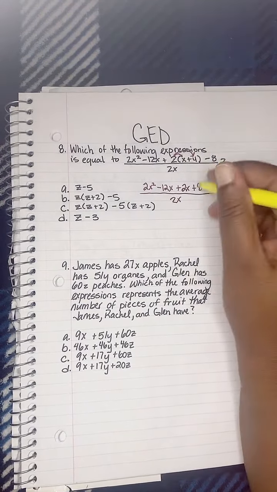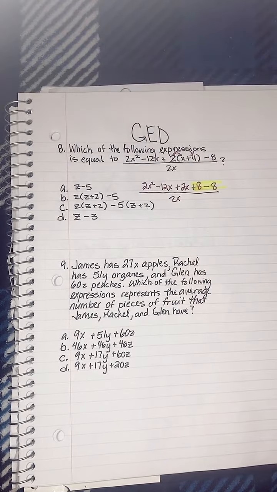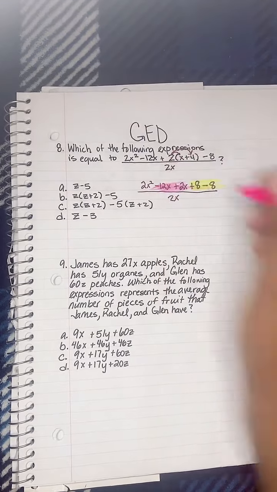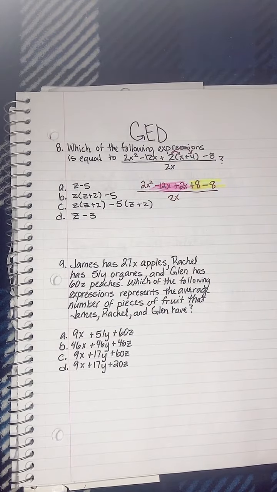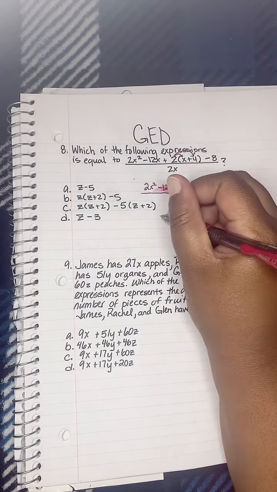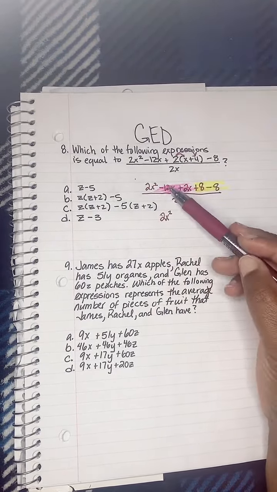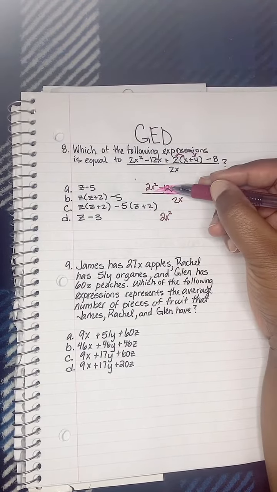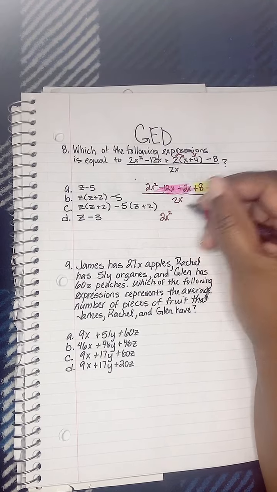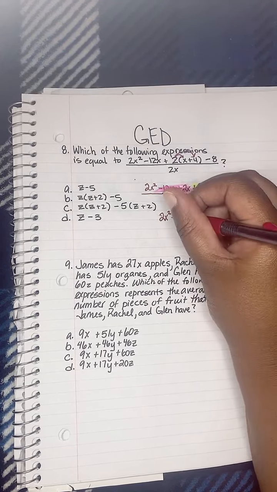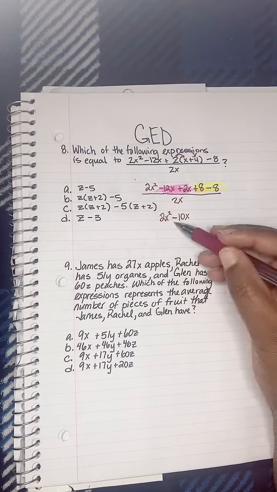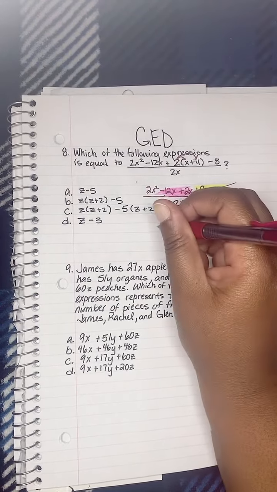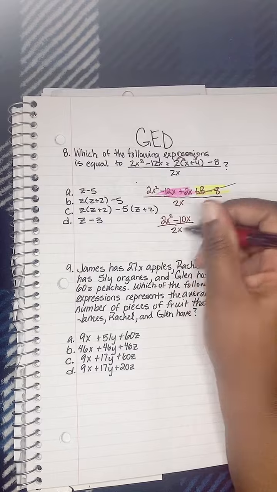Well, now we have some like terms. We got these like terms right there, and we also have these like terms. So we can get 2x squared, negative 12 plus 2. Somebody borrowed $12 from you, then they gave you 2 more. So they're down $10. That's negative 10x. 8 minus 8 cancels out. That's gone. So now we're going to divide this by 2x.